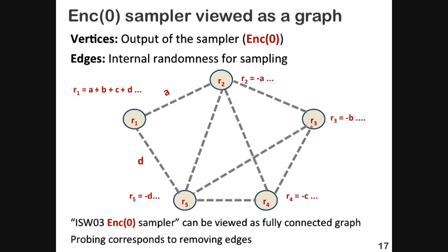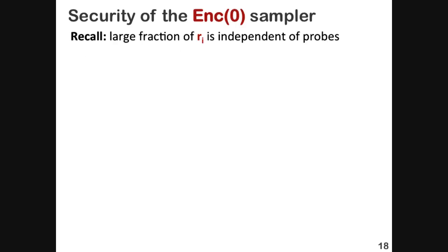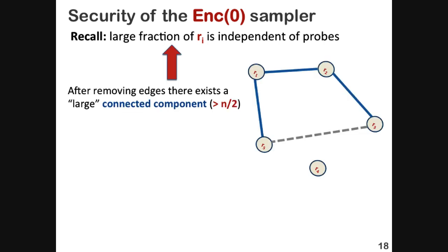Now probing essentially corresponds to removing edges in this graph. For example, here we had B and C, and when the adversary learns these, we remove these edges in the graph. Recall what we wanted to have: for this encoding of zero sampler, we want that a large fraction of the R_i is independent of the probes. In this graph view, that corresponds to the graph, after removing some of the edges, still having a large connected component, and for security we need this connected component to contain at least n/2 of the vertices. So this is the connected component here, after probing many of the internal randomness.